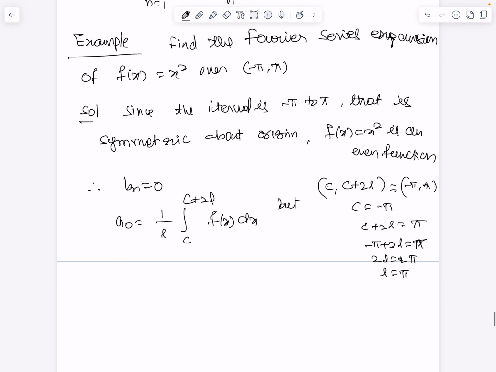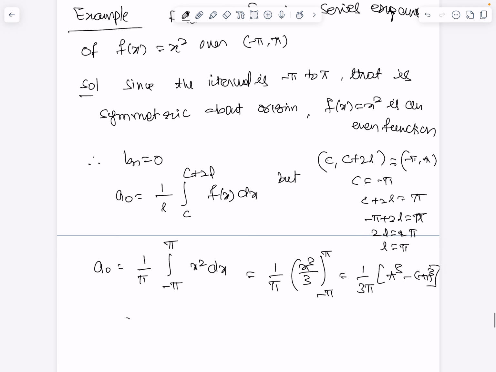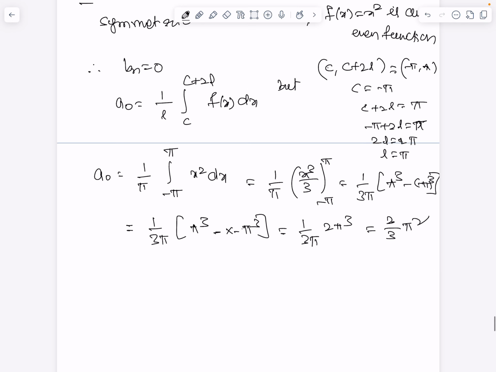Therefore, a naught is equal to 1 by pi, integral from minus pi to pi of f of x, which is x square, dx, which is equal to 1 by pi, the integration of x square is x cube by 3, from minus pi to pi, which is equal to 1 by 3 pi, pi cube minus minus pi whole cube, which is equal to 1 by 3 pi, pi cube plus pi cube, that is 1 by 3 pi, 2 pi cube, which is equal to 2 by 3 pi square. That is the a naught value.